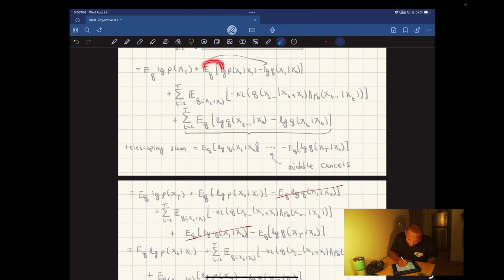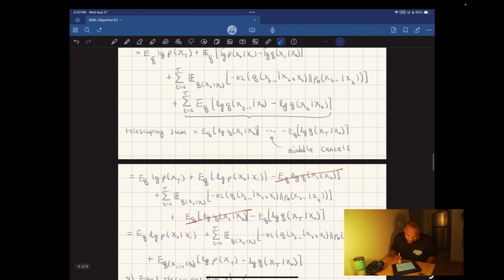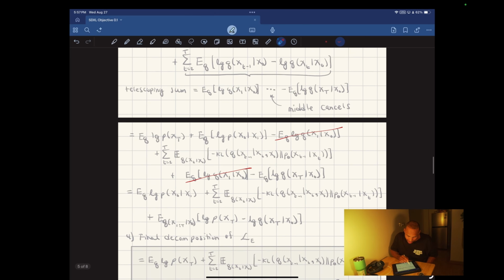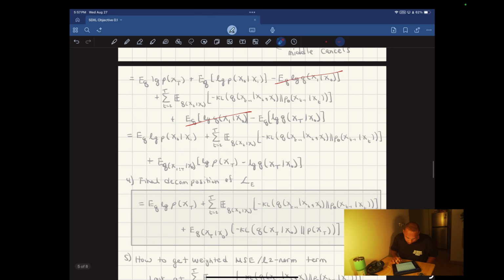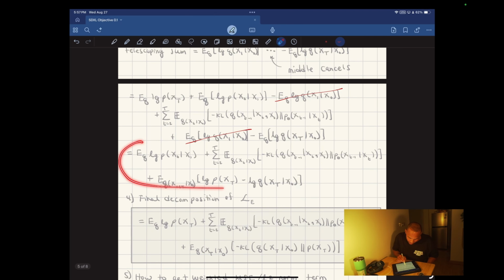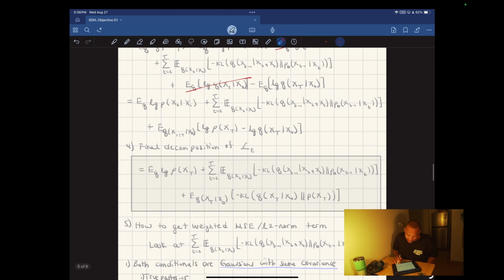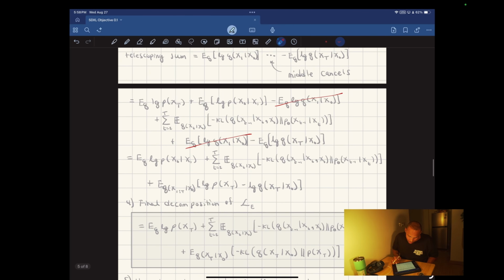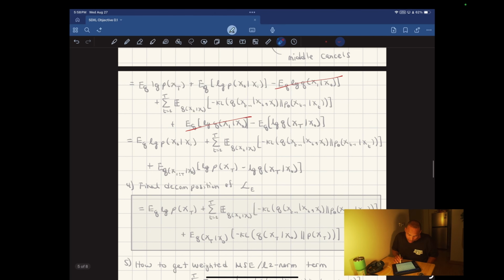And now I'm also going to distribute this expectation through here. So I distribute this expectation through, and it becomes these two separate terms. And then this becomes these two separate terms down here. And then this ends up canceling with this. So now we have this, this, this, and this, these four terms. Right, which I rewrite everything here nice and neatly. And so this is the final decomposition.